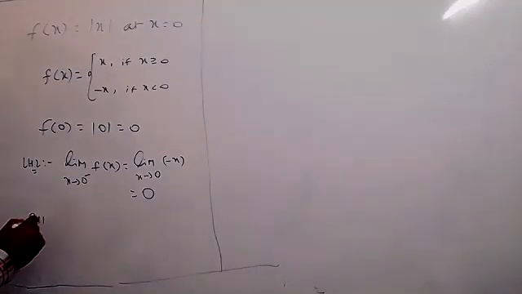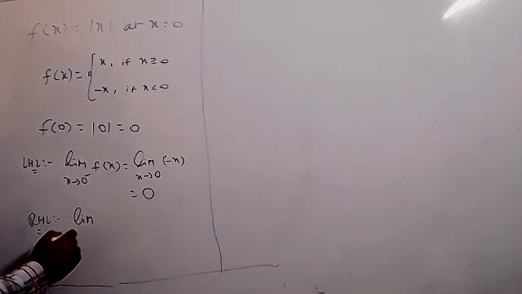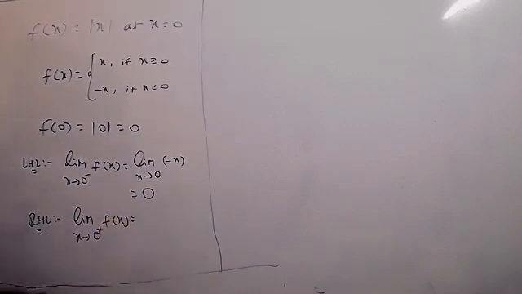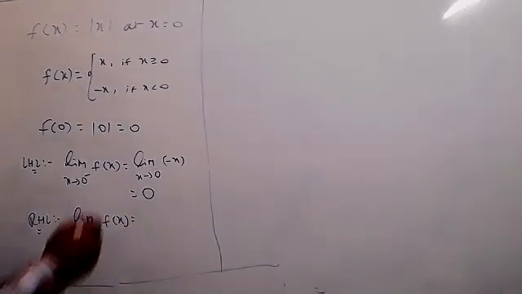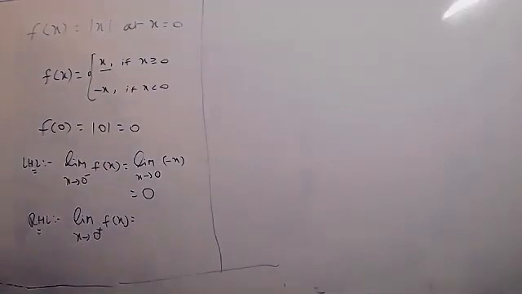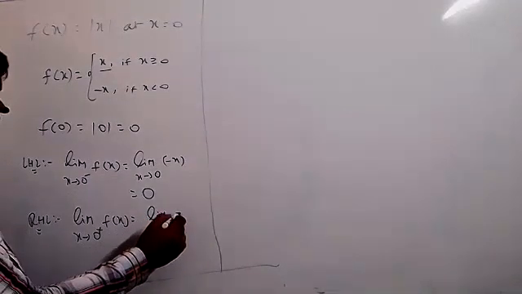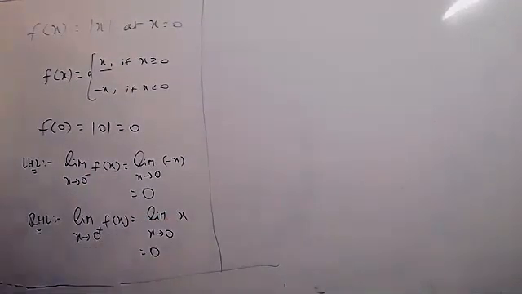Next find the RHL value, meaning right hand limit: limit x tends to 0 plus f of x. Now we are taking values more than 0. Here f of x equal to x. So limit x tends to 0 of x is also equal to 0.